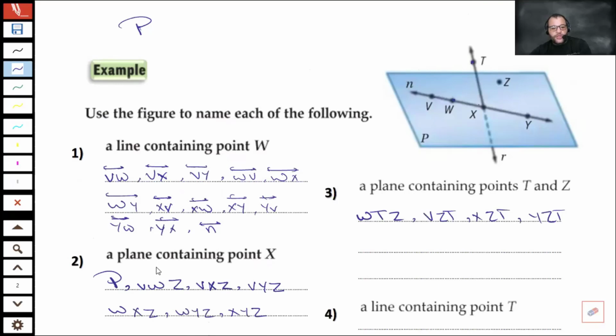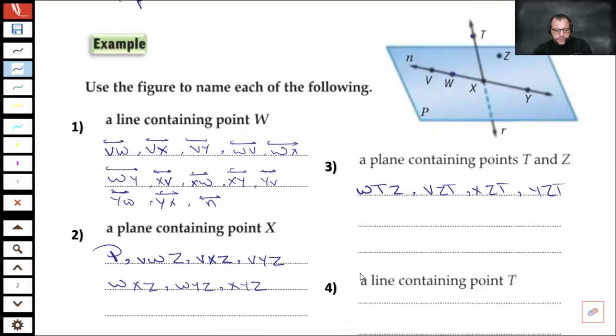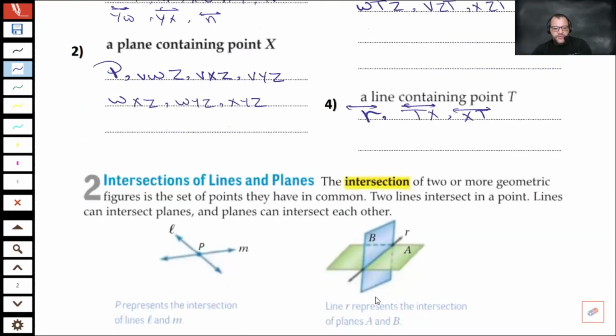Sorry, a line that contains the point T. The line that contains the point T. We need a line that contains the point T. A line RT. Or TX. That's right. TX. Or XT, it could be XT. Any problem for this one?